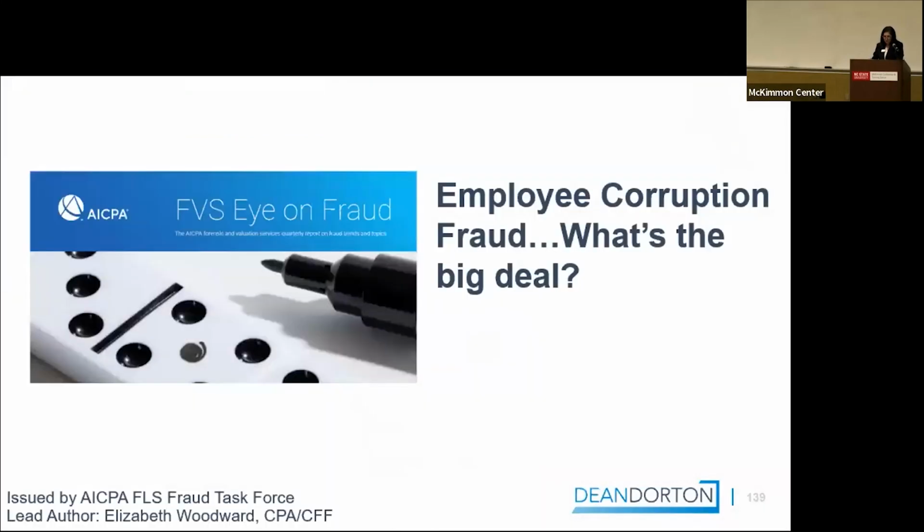Okay, some different types of employee corruption. These next few slides are from a publication that I helped write. I do a lot of volunteer work with the AICPA, and their fraud task force quarterly publishes a document called Eye on Fraud. This particular edition deals with employee corruption, so I picked it out to discuss today with you all.